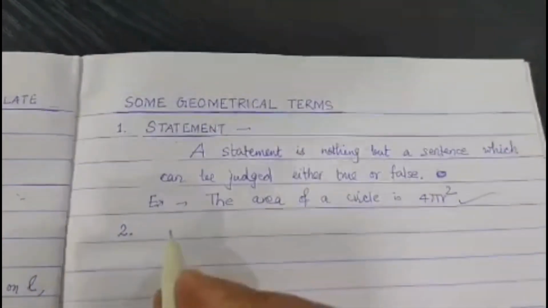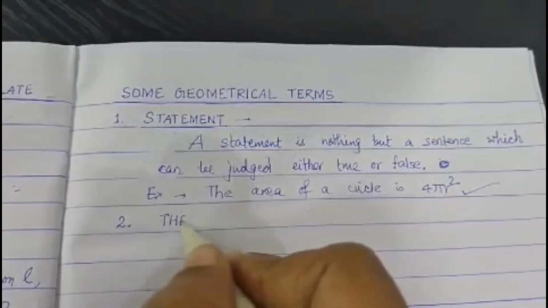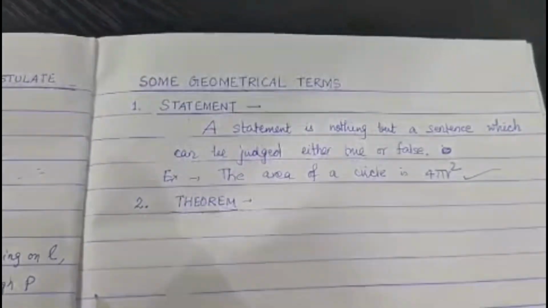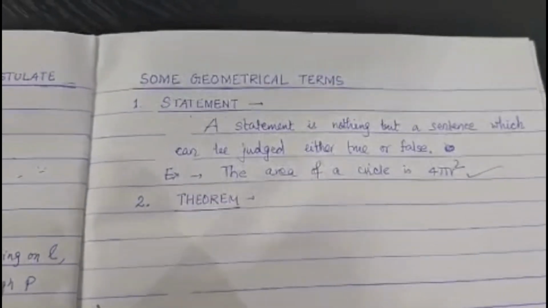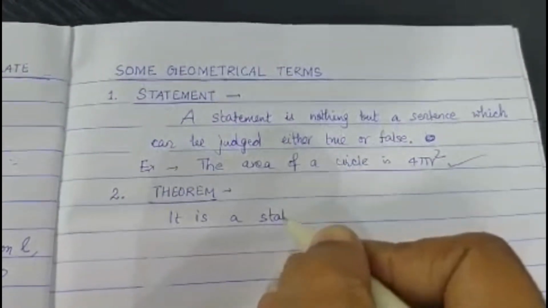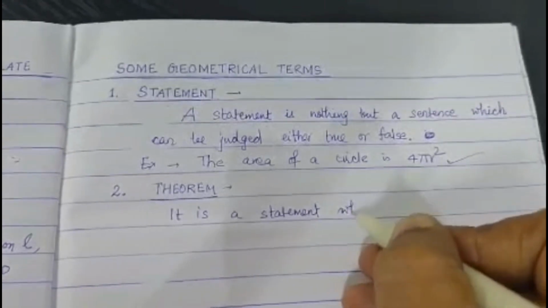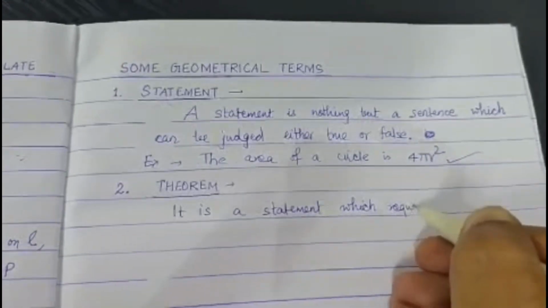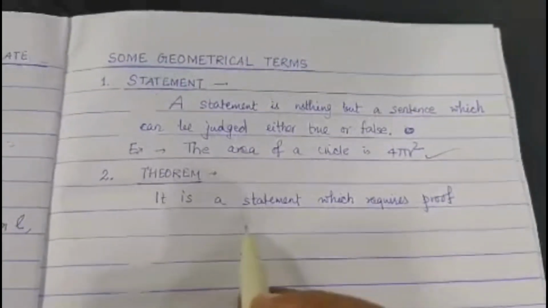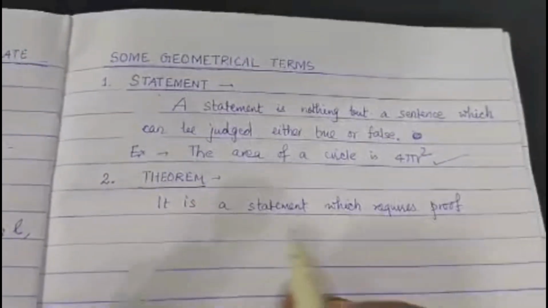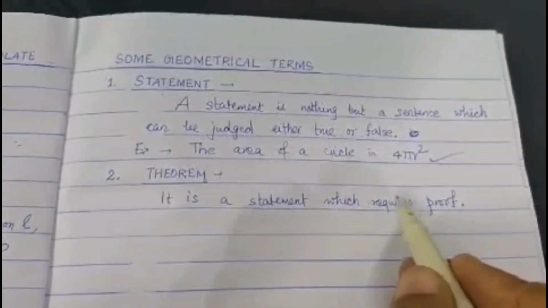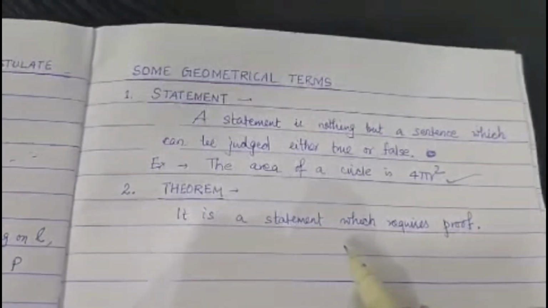Now let's come to the second one. Second one is, we will see what is a theorem. A theorem is a statement which requires proof. The definition of a theorem is this.